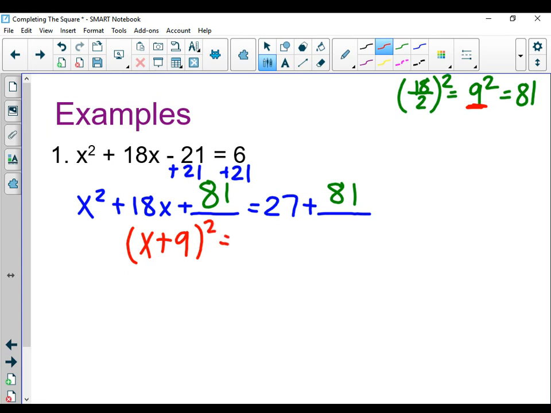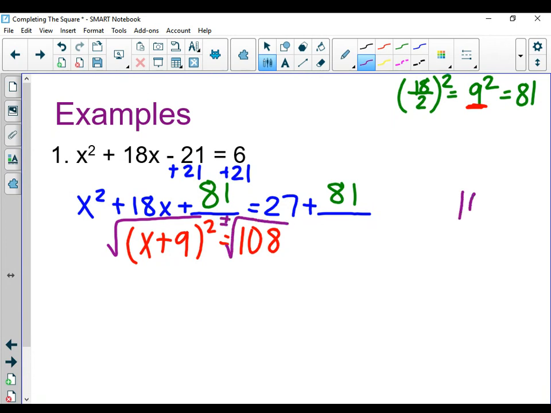And then 27 and 81 get me 108. Now I continue to solve. Some of us might not realize a perfect square that goes into 108. So maybe I go to the division and I start dividing. So I take the square root of both sides, include my plus or minus.